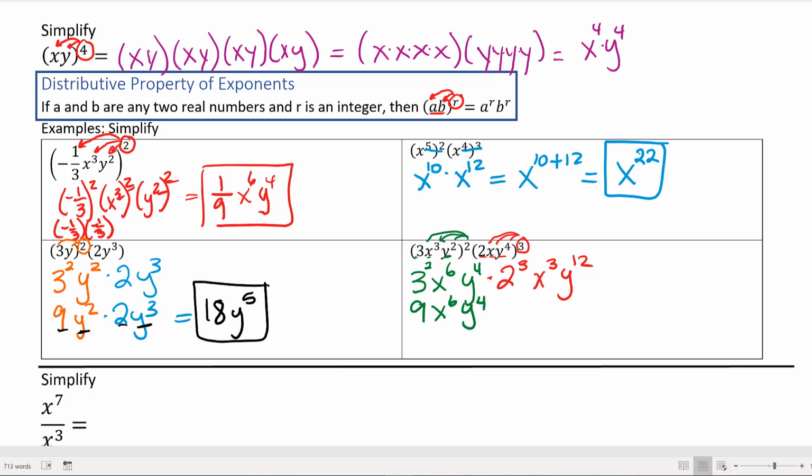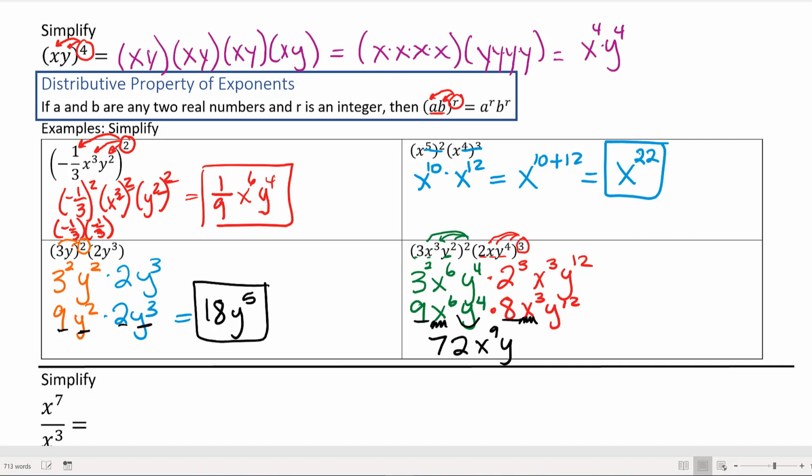In red, we have 2 cubed. 2 times 2 times 2 is 8. And now when I finish this, we take 9 times 8, which is 72. Then we have x to the 6 times x to the 3. There's two bases and two exponents. That means we add to get 9.